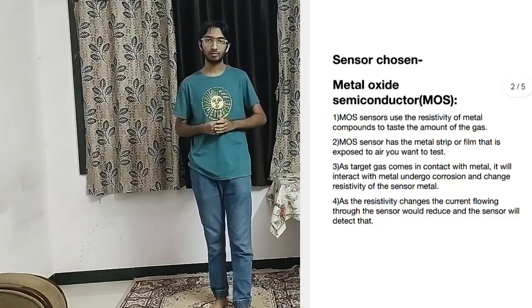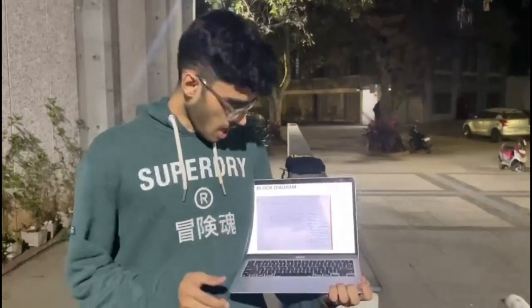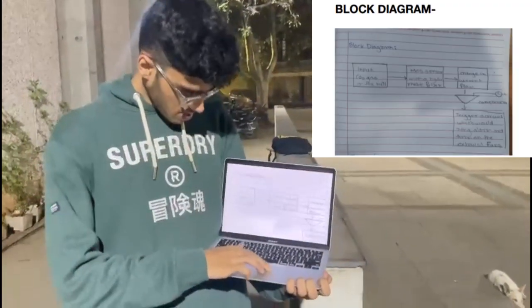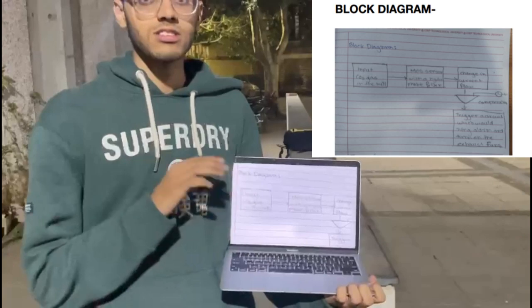Thank you. So hi, I am Jashak Desai. I will be explaining the block diagram of our chosen sensor, that is a CO2 sensor. We have chosen an MOS type CO2 sensor. The basic block diagram consists of an input. The input is CO2 gas.